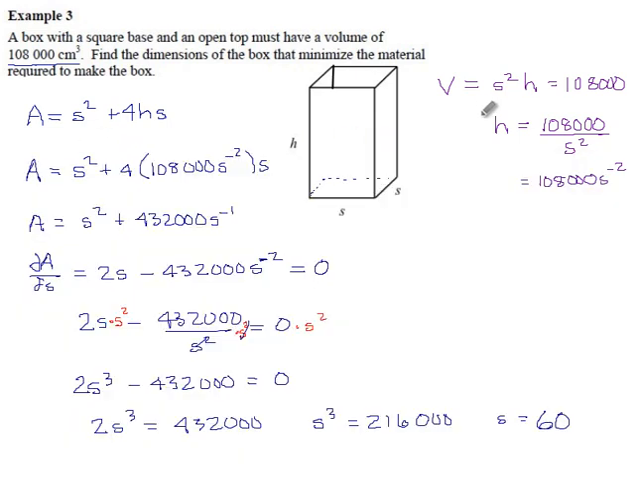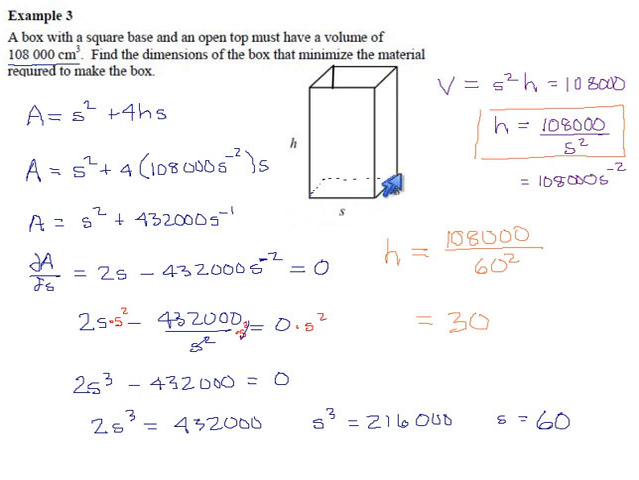Well, good news. Along the way to doing this, we found a nice expression for the height, which says the height is 108,000 over s squared. And now we know s, so this thing is just what we needed. 108,000 divided by 60 squared tells us that the height is 30. So this box should be 60 by 60 and 30 centimeters high, and that will minimize the material required.